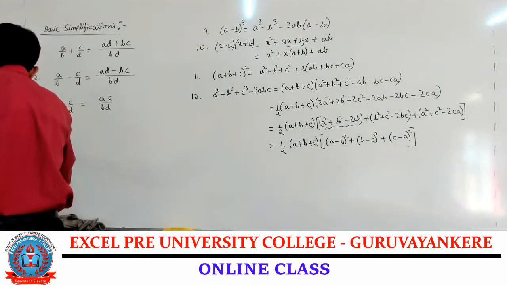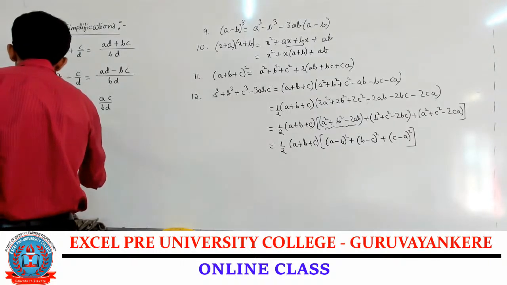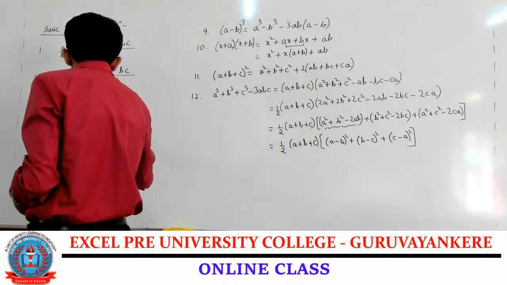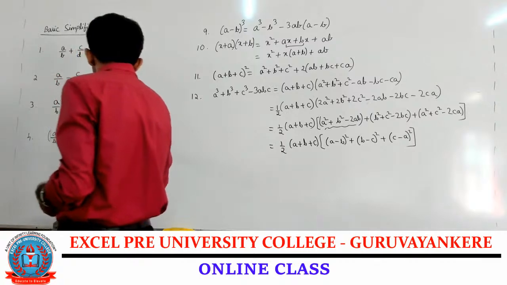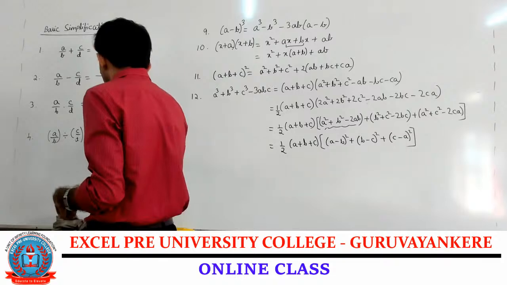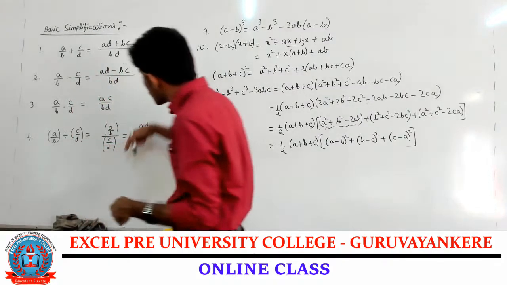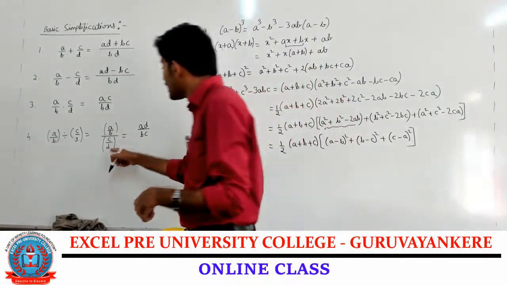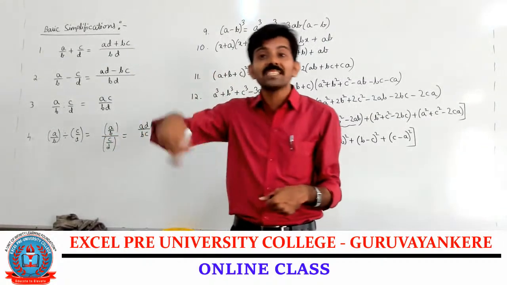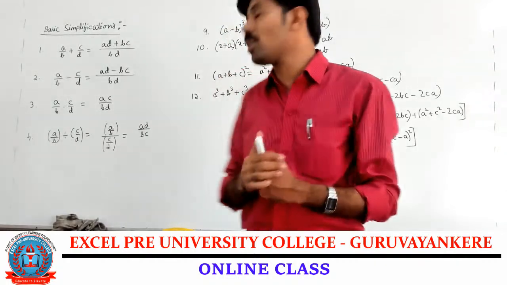What about the division of fractions? A by b divided by c by d. That means we can write this as a by b divided by c by d is equal to what? This becomes ad divided by bc. B goes to denominator, d gets multiplied to a. Dividing by c by d is multiplied by reciprocal. In other words, dividing by a number means multiplied by the reciprocal of that.